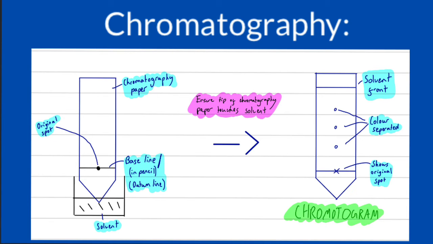Paper chromatography is used to separate the components of a mixture, for example, the dyes in ink. It can also be used to identify additives in food, such as flavorings and colorings. The steps for this process can be inferred from the diagram. In special scenarios, to separate amino acids or simple sugars, we have to use a locating agent, which is different depending on the substance, to make the spots of the individual components visible.